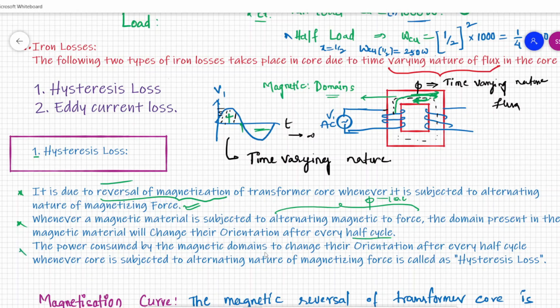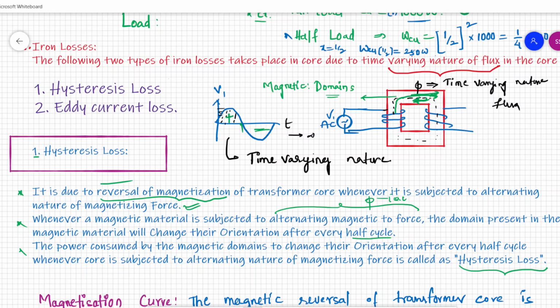The power consumed by the magnetic domains to change their orientation after every half cycle, whenever the core is subjected to the alternating nature of magnetizing force, is called hysteresis loss. I hope you understand now. Okay, so this is about hysteresis loss.